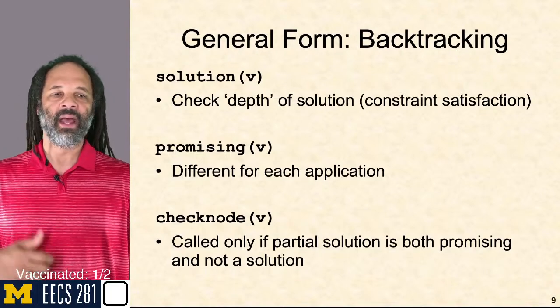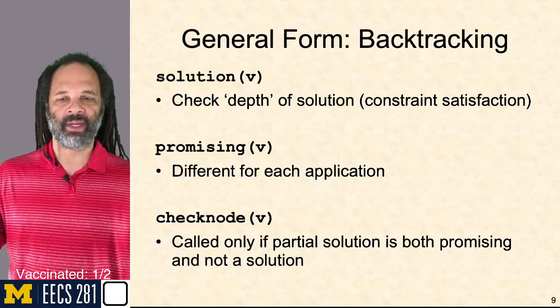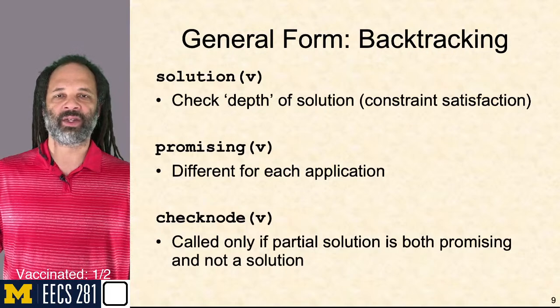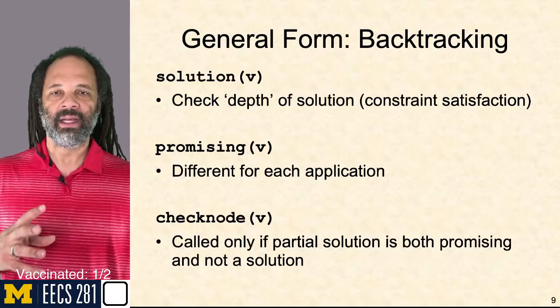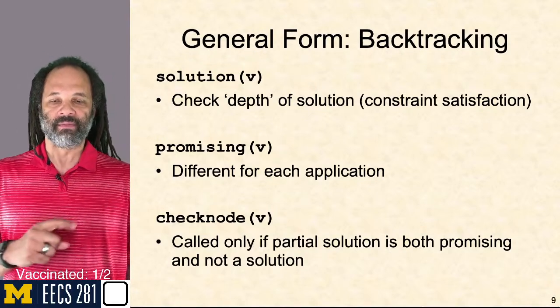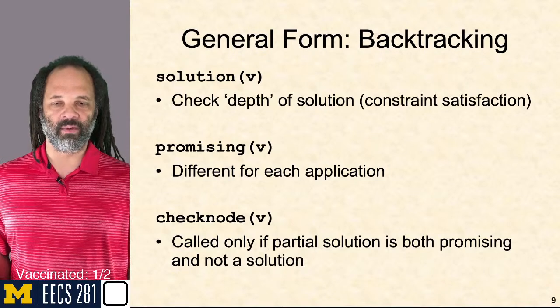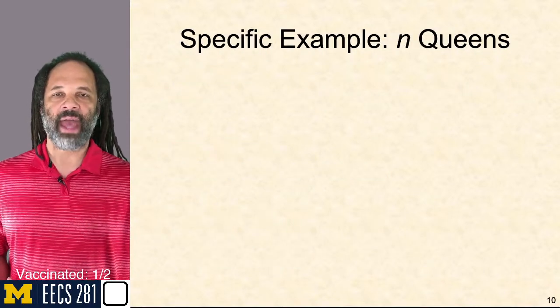I can't spend a whole lot of time in promising. I can't do a lot of work in promising because promising may be called exponential or factorial times. We'll see that it gets called factorial times in Gen Perms, which we use in Project 4C. So we want promising to be quick. And then check node, of course, is the overall function. We'll call that. So we're going to do this example with n queens.